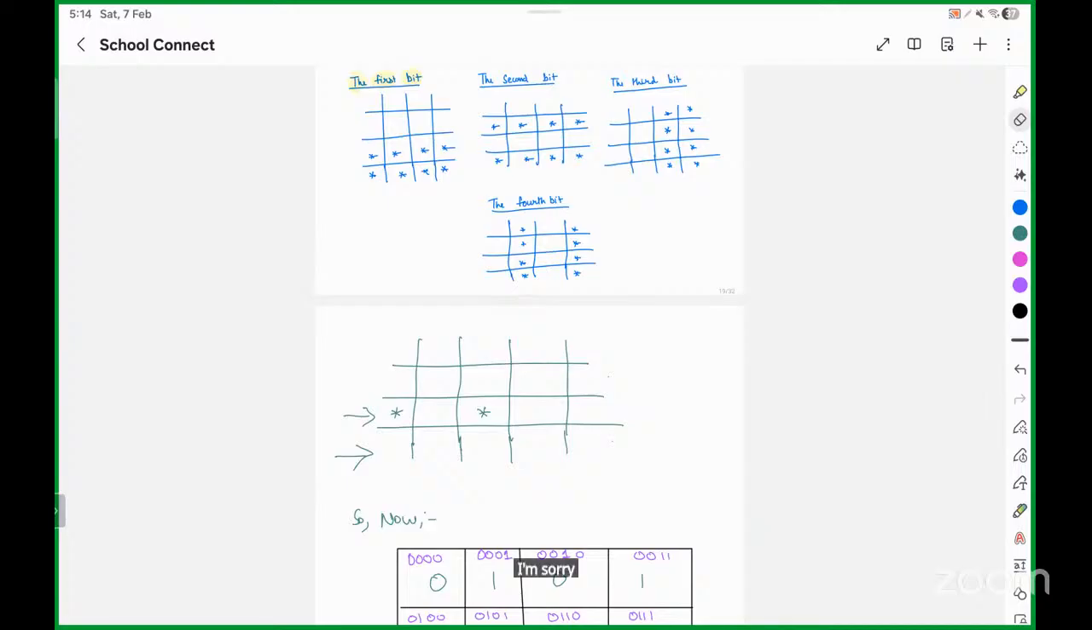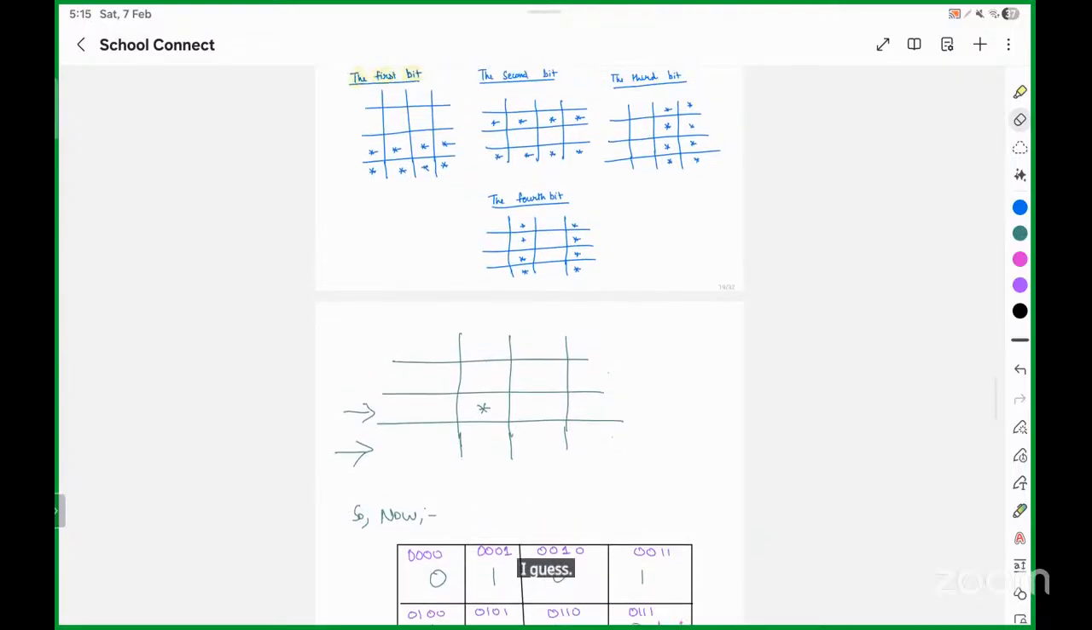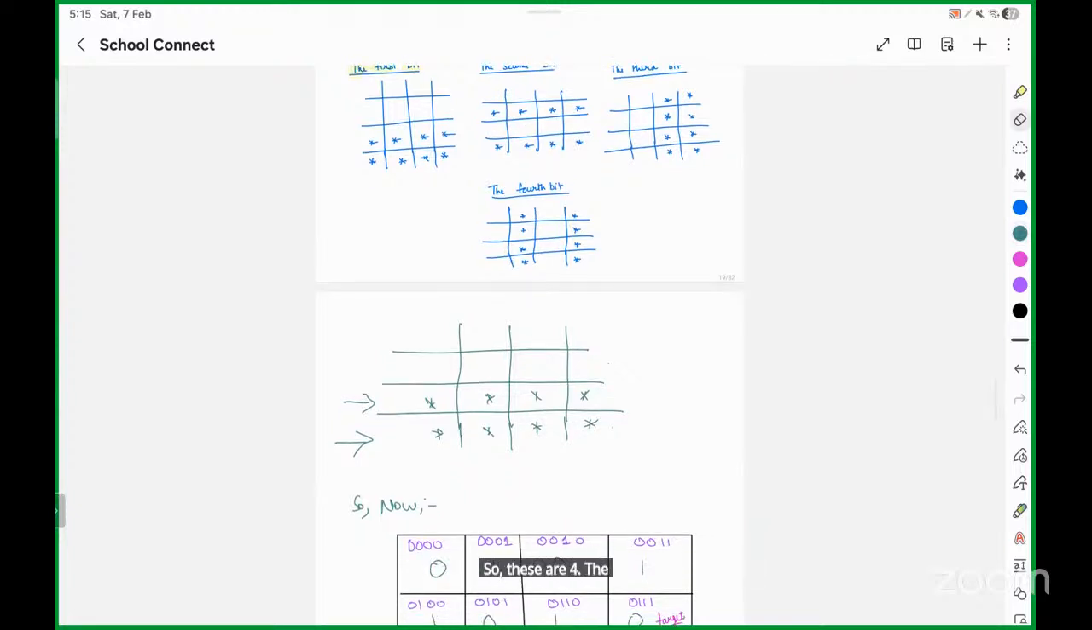I'm sorry, I have drawn much more, I guess. This should be it. So let me draw it again. First, I have drawn like 5, but it should be 4. So these are 4.